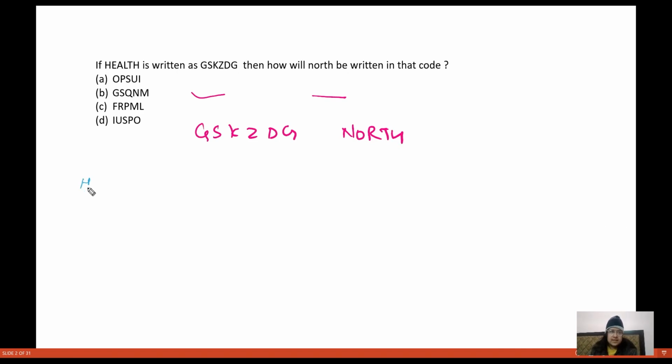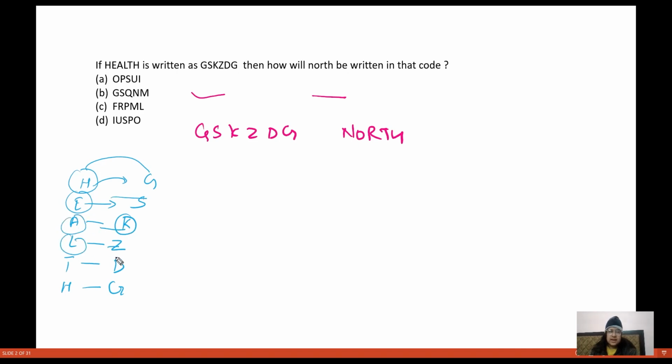Now you see health. So you have HEALTH. This H is written as G, this E is written as S, this A is written as K, this L is written as Z, this T is written as D, and this H is written as G. So H to G, E to S, A to K, L to Z, T to D, H to G.